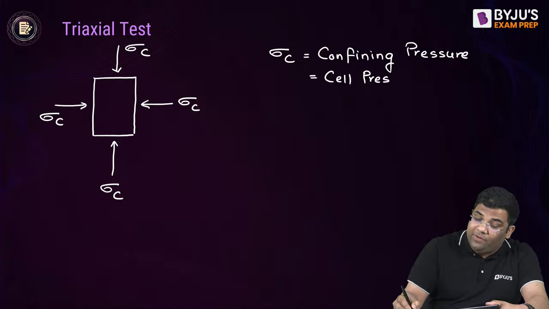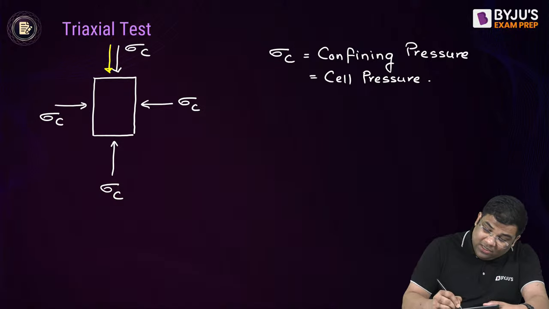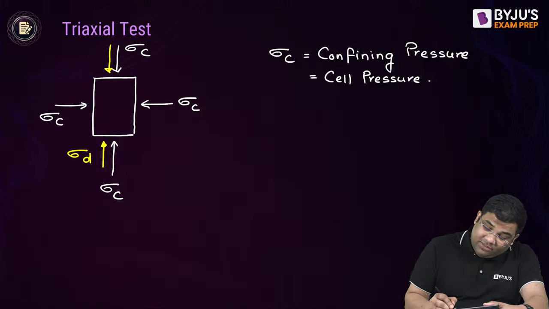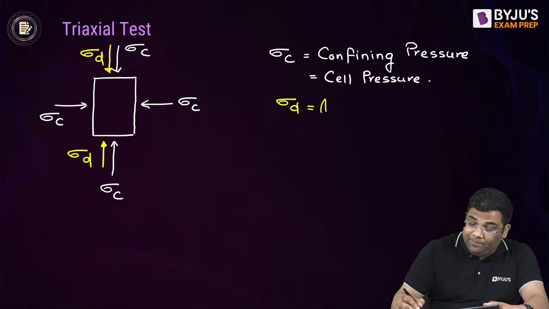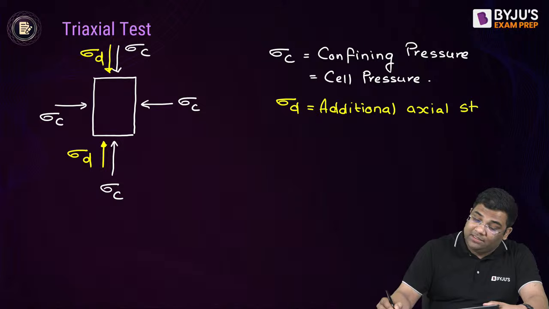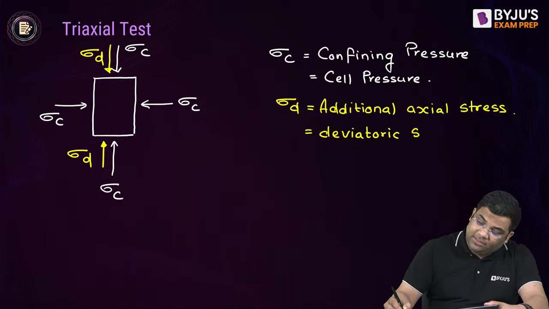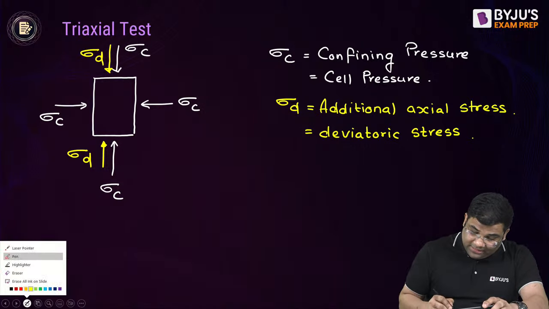Now what we do? We apply additional stress along the axial direction. This additional stress, we call it sigma d. It is the additional axial stress. It is also known as the deviatoric stress. So this is your sigma d.